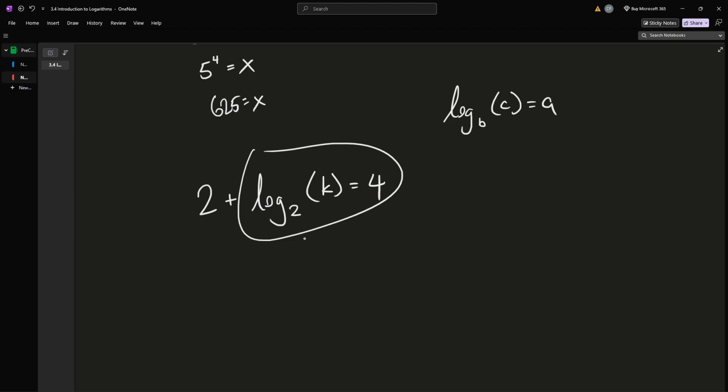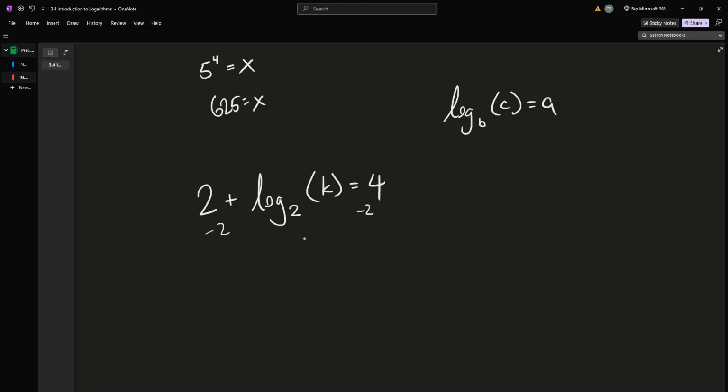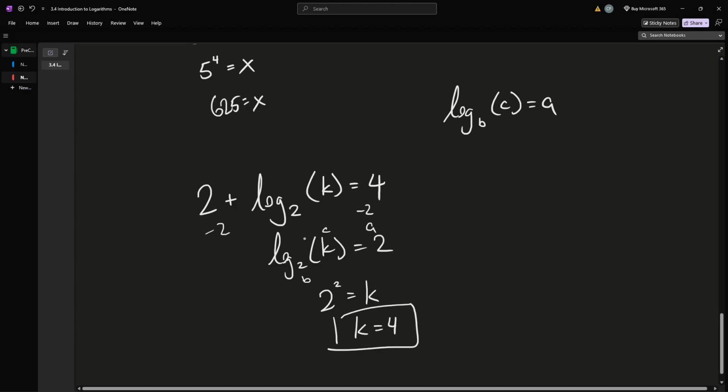We can't do that. We have to look at the entire problem. I can't exclude it, especially if I'm crossing the equal sign. If I wasn't crossing the equal sign, I could do it. But here I am crossing the equal sign. So I must get rid of this plus 2. And how do you get rid of addition? Subtraction. Log base 2 of k now equals 2. We do our b, c, a. 2 squared equals k. So k equals 4. Nice.